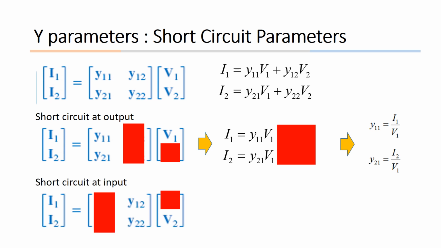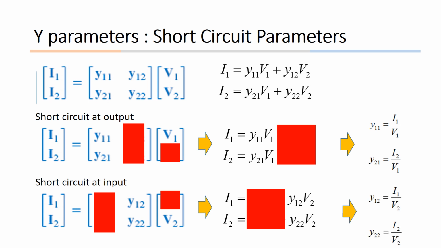Similarly, the second column of the Y parameters can be obtained by doing a short circuit at the input, so that Y12 and Y22 are simply the ratios of I1 and I2 to V2.